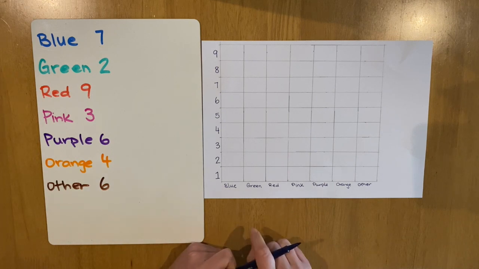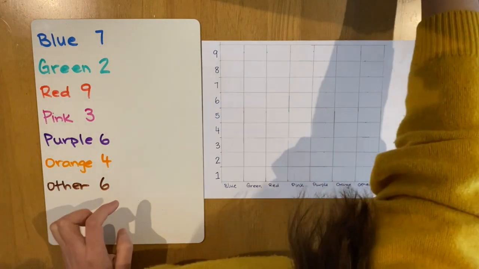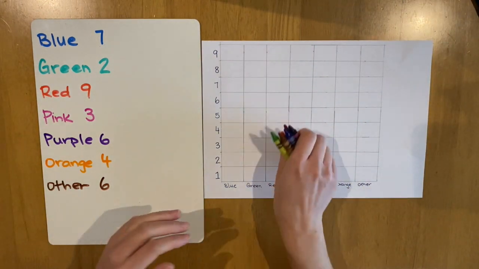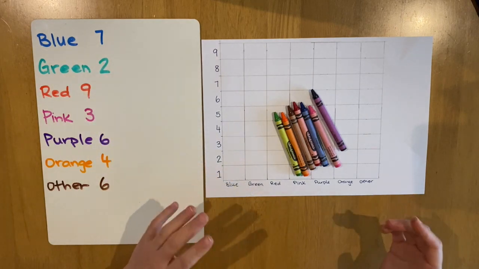The next step is to fill in our block diagram. So you've already done pictograms, so this bit will probably seem quite easy. I got colors to correspond to the different favorite colors from the survey.